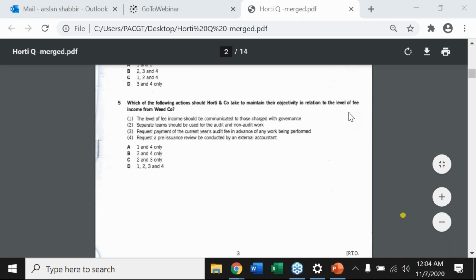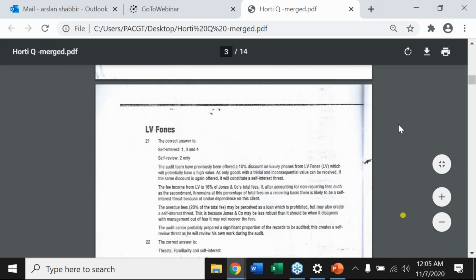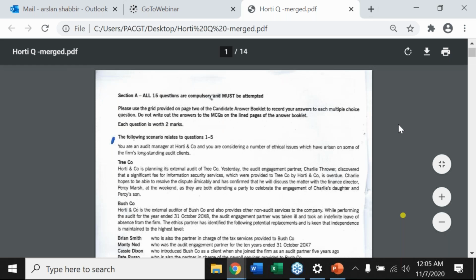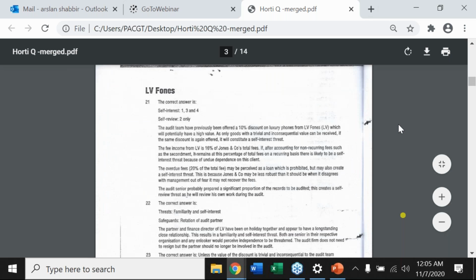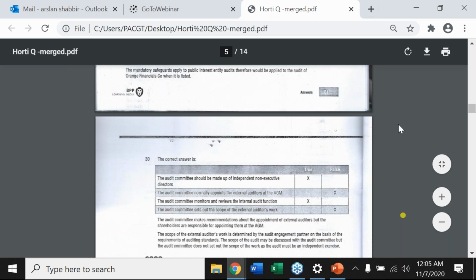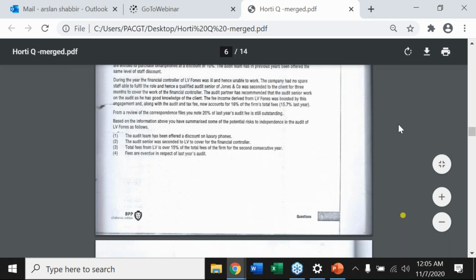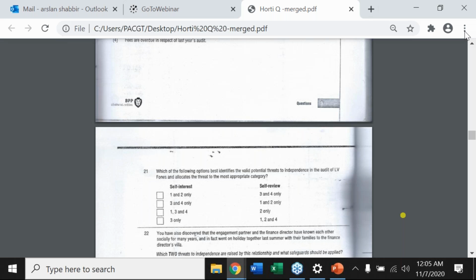Now we are going to start the next question, which would be, yes, this is the OT. LV Phones. This is the question of LV Phones. Just give me 10 seconds. I would like to drink some water. My throat is very dry. Wait a second.